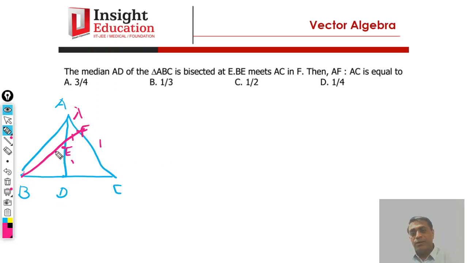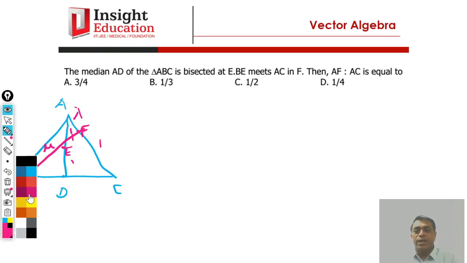Similarly, E divides BF in the ratio. E is the bisector, it means AE and ED are equal. If we don't know this ratio, again we can assume it is mu is to 1. It means BE to EF is mu to 1. So now first assume the coordinates.